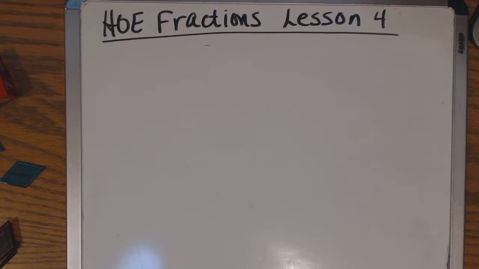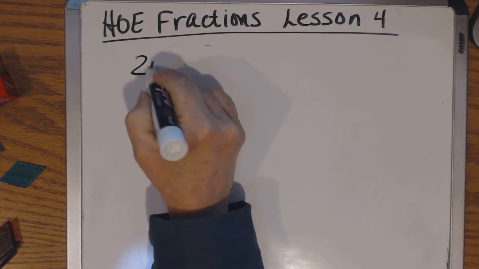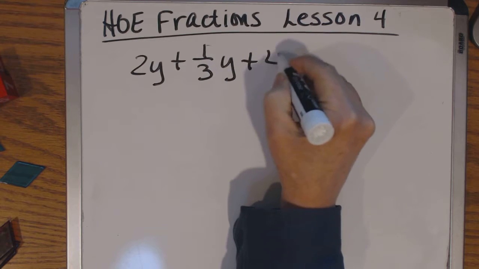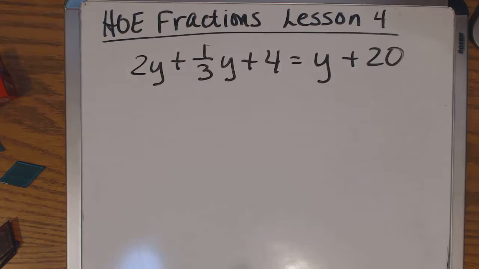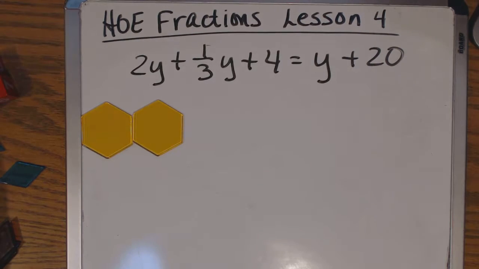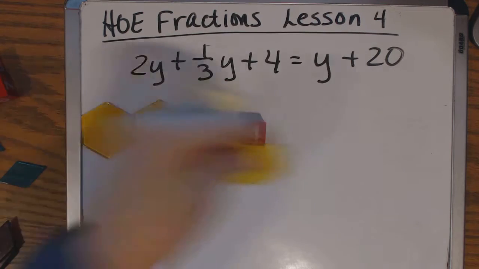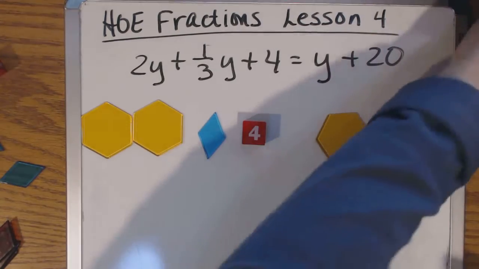Okay, today we're going to do lesson 4 of Hands-On Equations, fractions. And the first example is 2y + 1/3 of y + 4 is equal to y + 20. So we're going to find a way to make all of that work. I'm going to start by putting the pieces down. I've got 2 whole y's plus 1/3 of y plus a 4 is going to equal another whole y over here, and then I've got 20, okay?